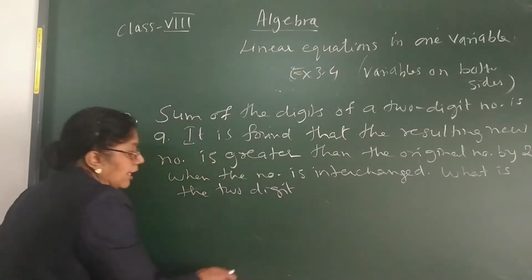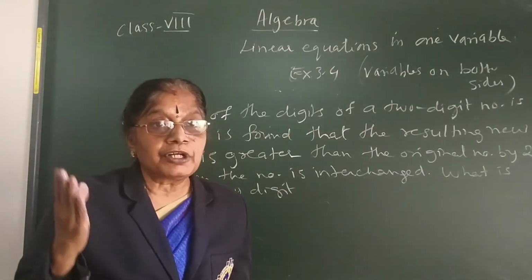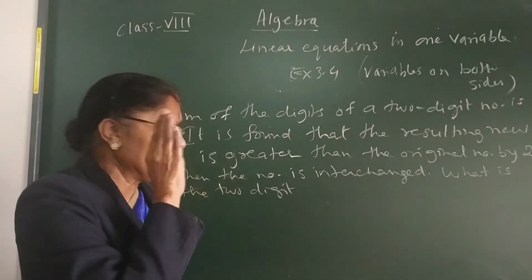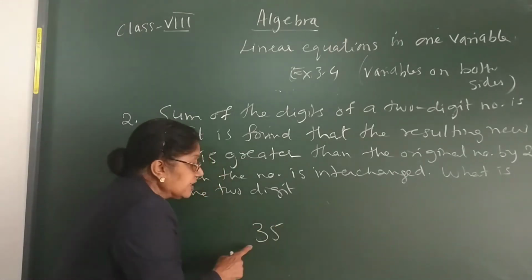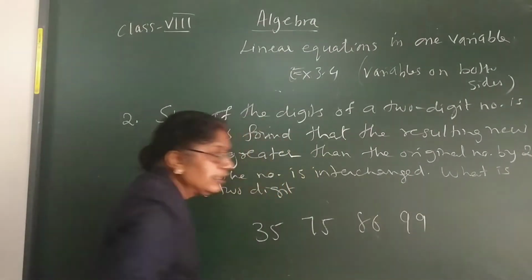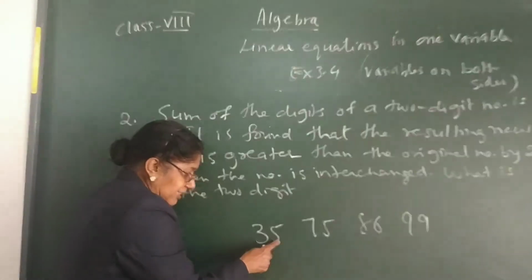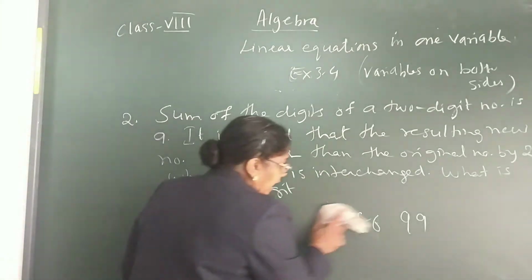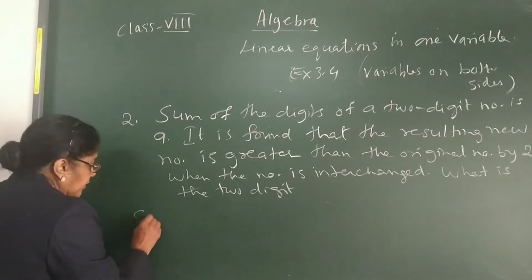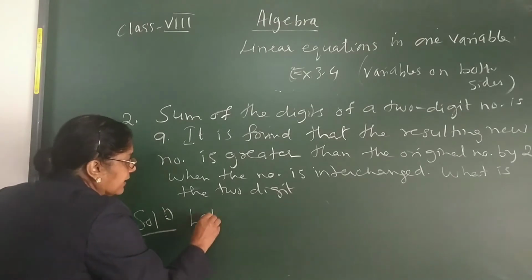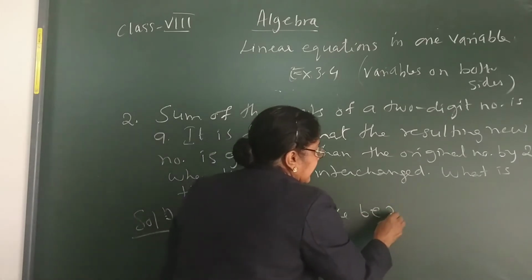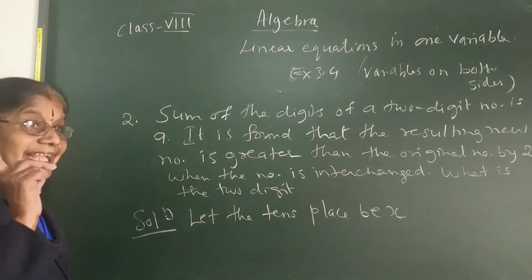Now, you have learned this in 3rd standard, 4th standard, 5th standard. What is a 2-digit number? A 2-digit number has a ones place, or unit place, and a tens place. For example, 35 is a 2-digit number. 75, 86, 99, all these are 2-digit numbers. So what is our solution? We will suppose for the tens place. Let the tens place be x.